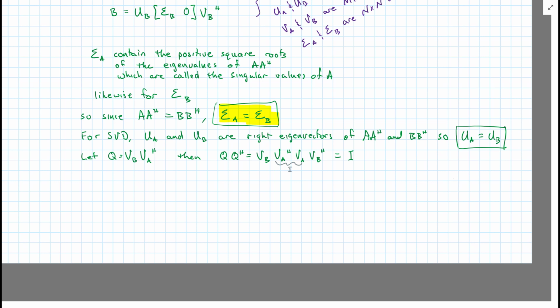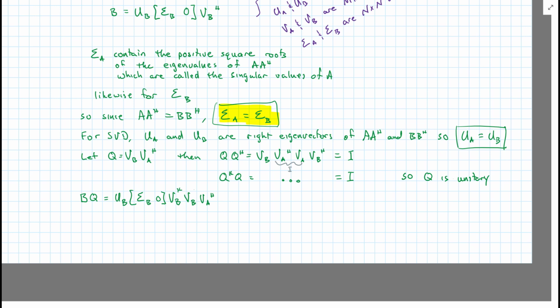And we get the same effect for Q^HQ using the same type of reasoning. We see that that is also the identity matrix. So Q is unitary.